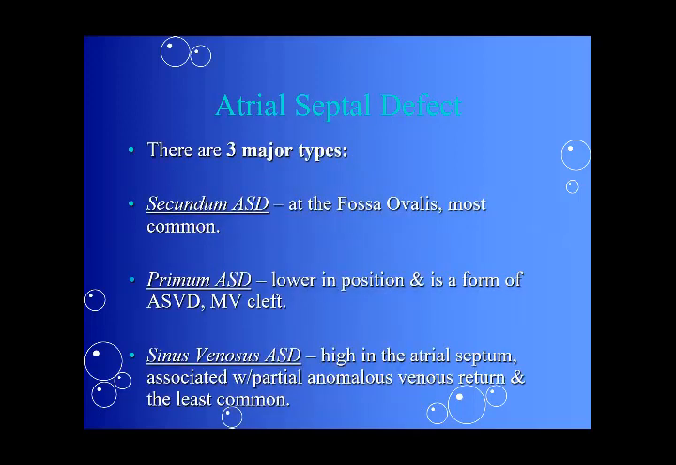There are three major types of atrial septal defect. First is the secundum ASD. It is usually at the level of the fossa ovalis, and it is very common. Second is the ostium primum atrial septal defect. It is present in the lower position, immediately above the valve. So it sometimes may lead to a mitral valve cleft, and in some cases it is also associated with a ventricular septal defect, and this combined defect is called an atrioventricular septal defect.